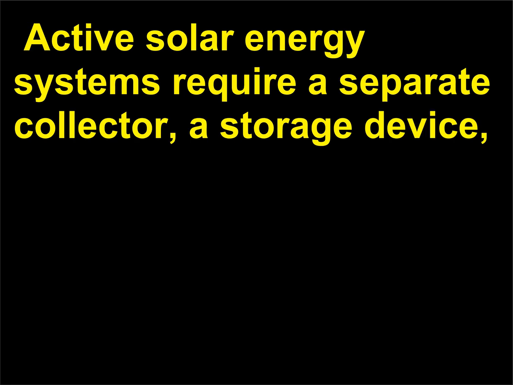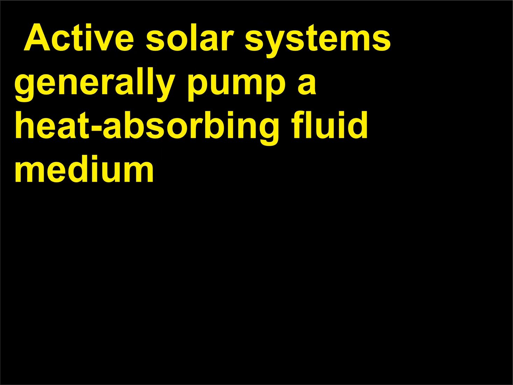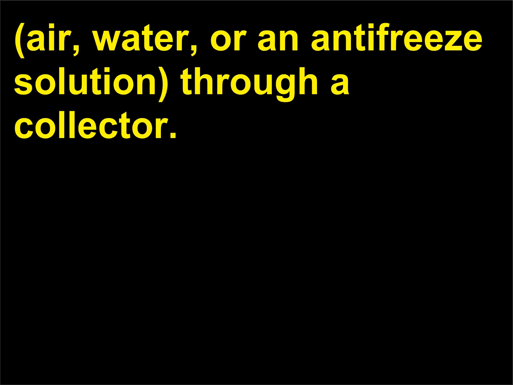Active solar energy systems require a separate collector, a storage device, and controls linked to pumps or fans that draw heat from storage when it is available. Active solar systems generally pump a heat-absorbing fluid medium, air, water, or an antifreeze solution, through a collector.